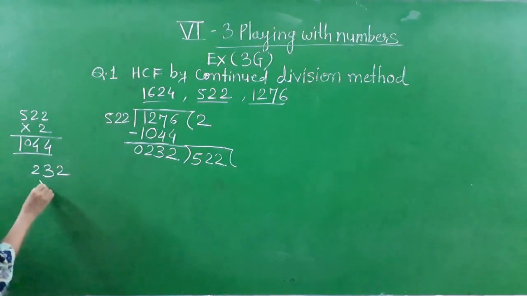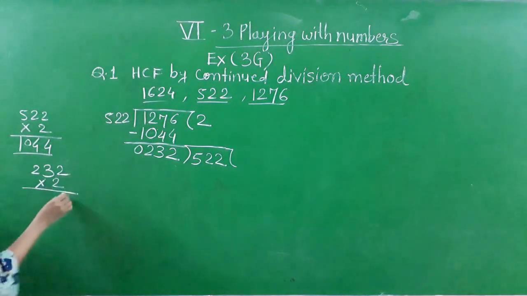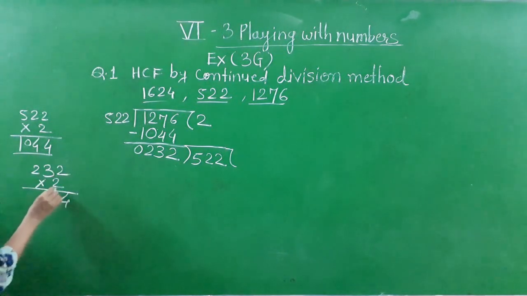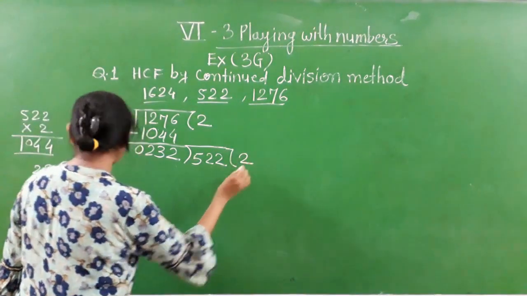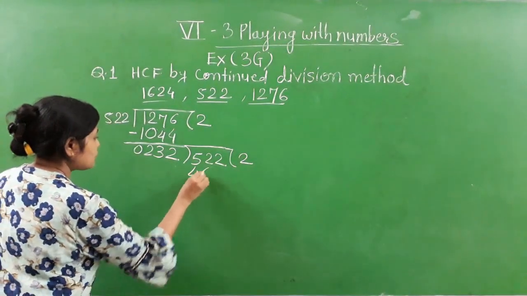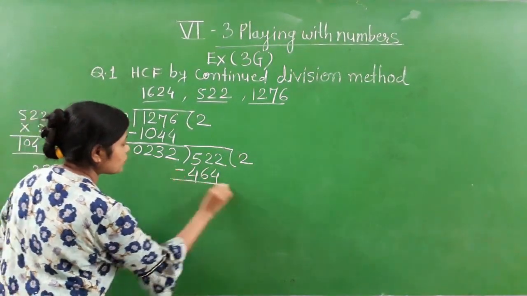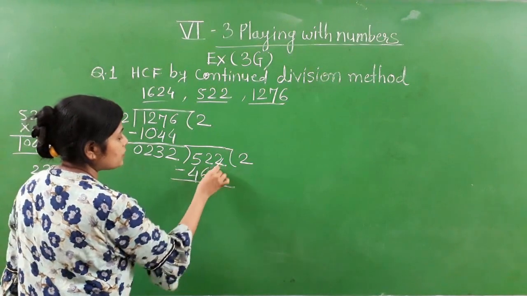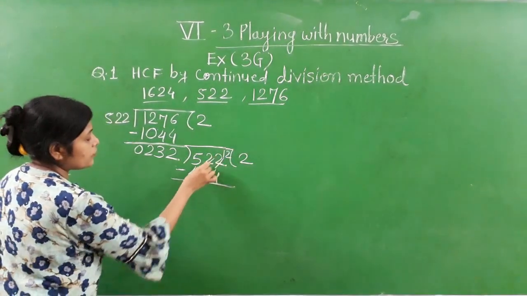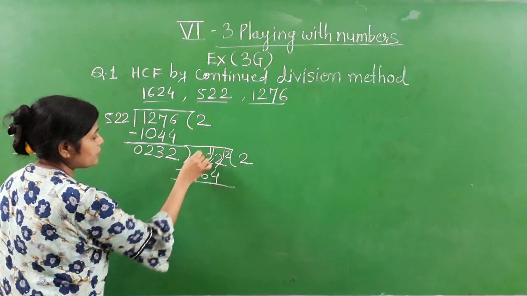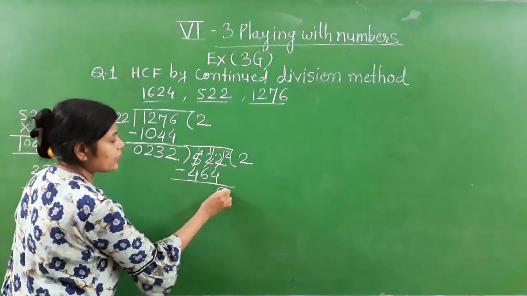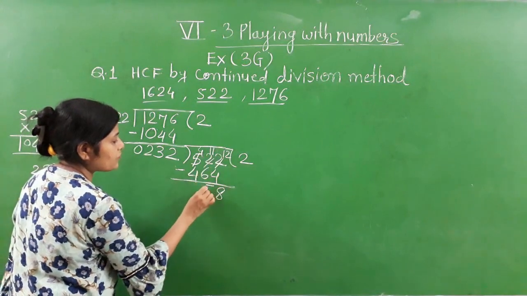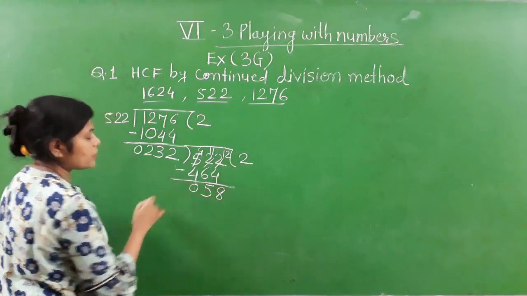2 2s are 4, 2 3s are 6, and 2 2s are 4. So we can write it here, 2s are 464. Now subtract it, what will we get here? It becomes 12, it becomes 1, that is 11, and here will be 4. Okay. Now 12 minus 4 is 8, 11 minus 6 is 5, 4 minus 4 is 0.